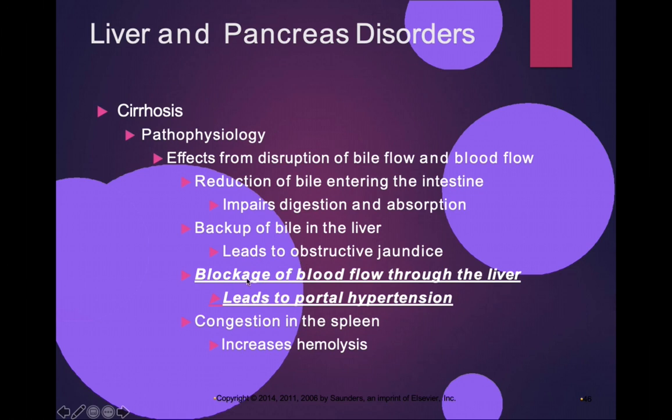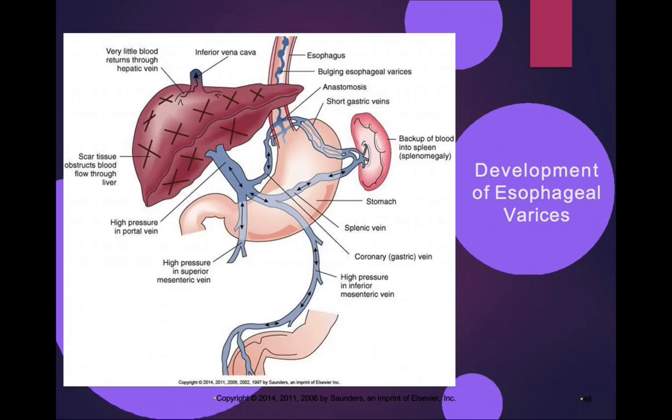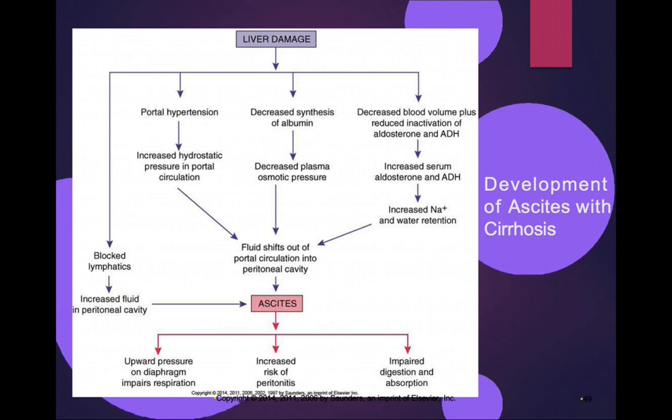If there's cirrhosis and there's blockage of blood flow through the liver, it leads to portal hypertension. You get a backup here. This is all non-functioning. You're going to get fluid that can't get in, so it starts to backflow out this way. There's a lot of pressure in that portal vein. It's going to go back into the superior mesenteric. It's going to go back into the stomach. It's going to go into the spleen. It's going to go back into the intestines. And you're going to get a lot of edema. That swelling and that edema is called ascites.